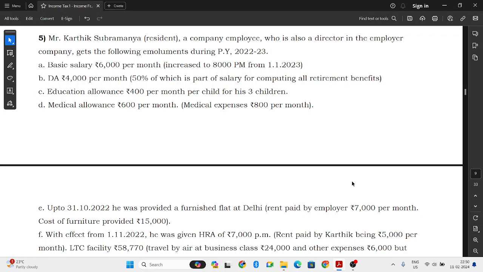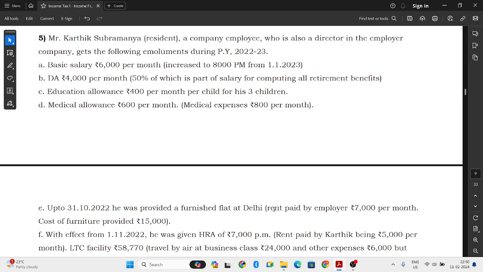In this particular video, we'll solve one more full-fledged problem related to income from salary. Mr. Karthik Subramanya is a resident and is a company employee who is also a director in the employer's company. He gets the following emoluments during previous year 22-23.